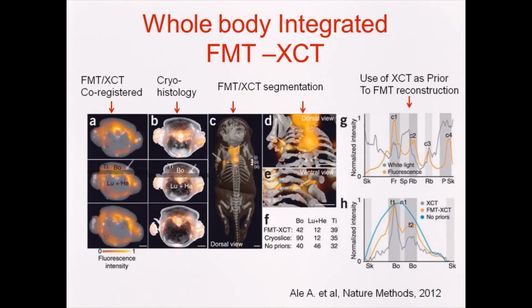There are a couple of different things that you can get back from that. One of them is that you can improve the resolution. So the blue curve shows the FMT reconstruction with just FMT data alone. The yellow curve shows the improvement in resolution if you include the X-ray data.